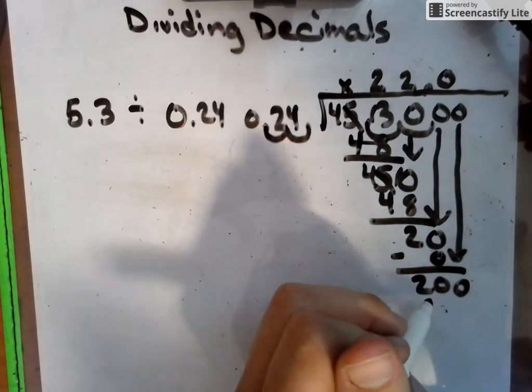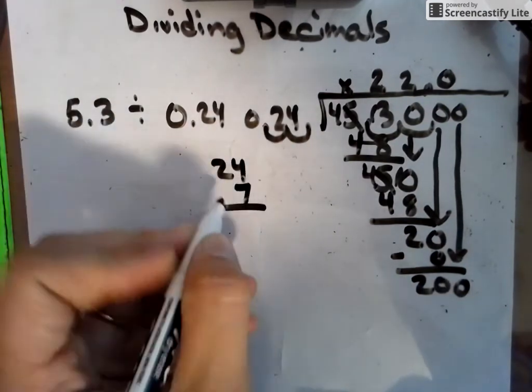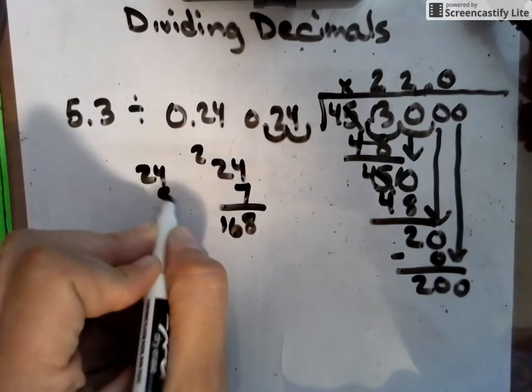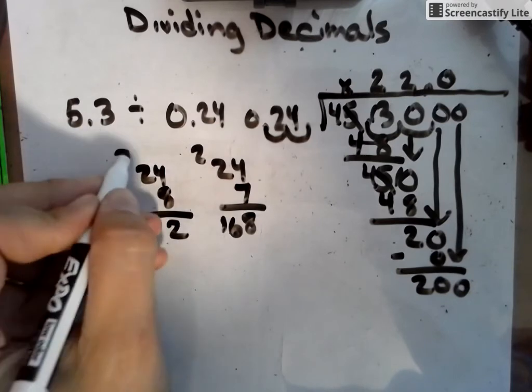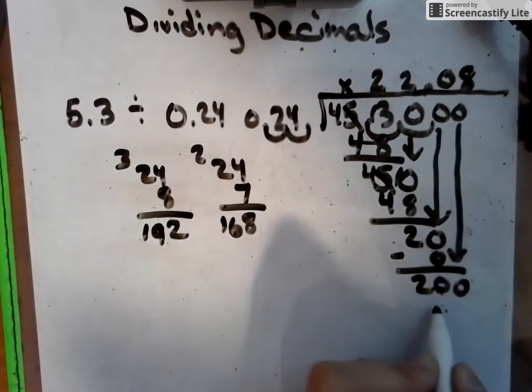24 does not go into 20. So that's my not number. Notice how I put a 0 here. Very important that you do. It went in 0 times. And 0 times 24 is 0. Now I get to bring down a number.